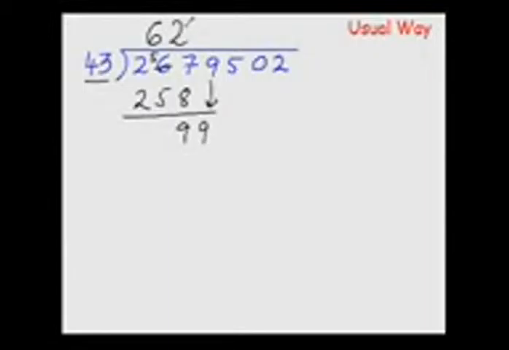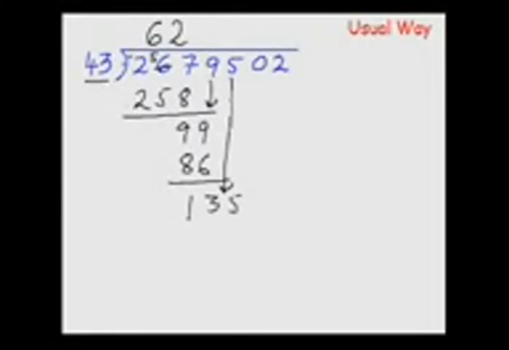Now once again multiply this answer digit with the digits of the divisor. So 2 threes are 6 and 2 fours are 8. Now once again 9 minus 6 is 3, and 9 minus 8 is 1. Now drop down the next digit, it is 5.